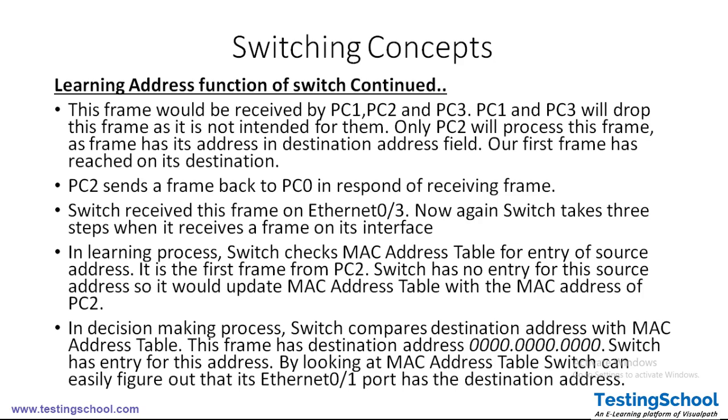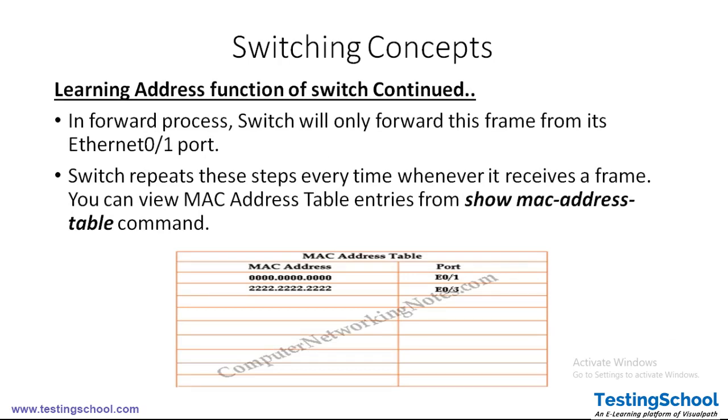So now it is able to make the decision, and the forward process will happen. The switch only forwards this frame from its Ethernet 0/1. So you can see here, the switch repeats these steps every time it receives a frame.